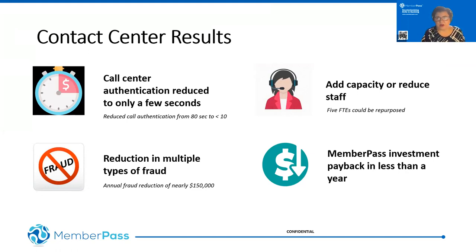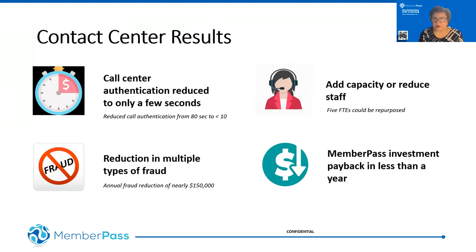That we know is very strong and very consistent, and we've been measuring that all along. The result of that, and this is data for a credit union that has 130 call center representatives in their call center. So a large credit union, large financial institution, we could repurpose 5 FTEs as a result of that.